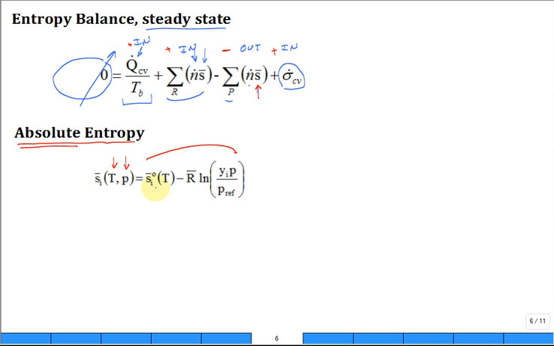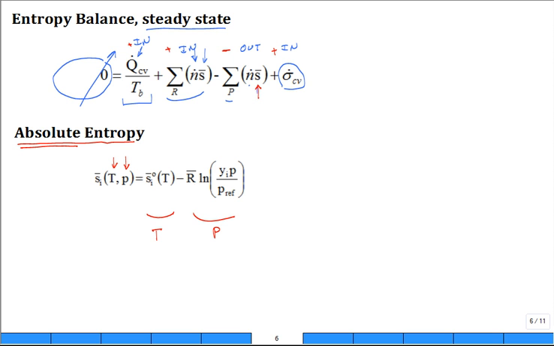And so you have the function of temperature only, minus R bar, the universal gas constant, times the natural log of a function of pressure only. So you have the temperature side and then the pressure side for evaluating the absolute entropy. Let's take a look here to see if we understand each of the terms.